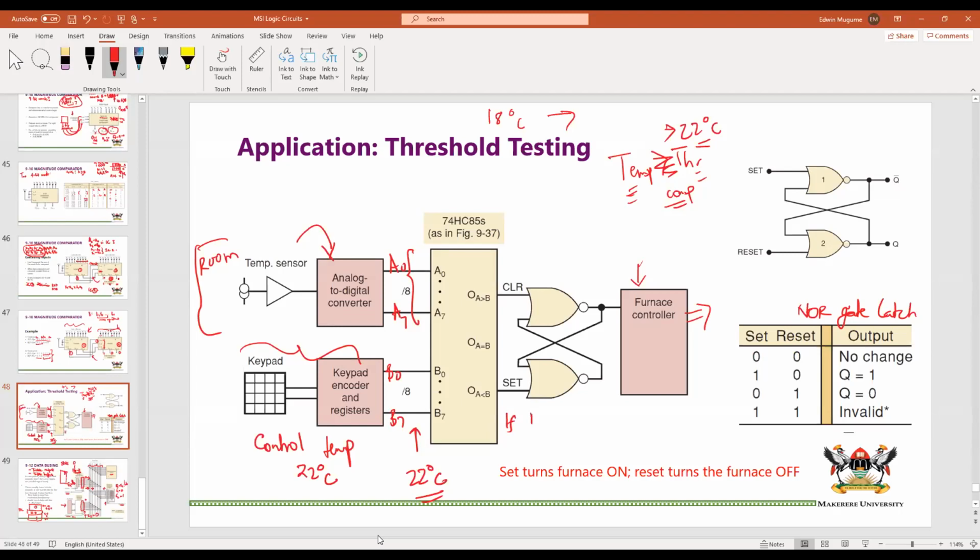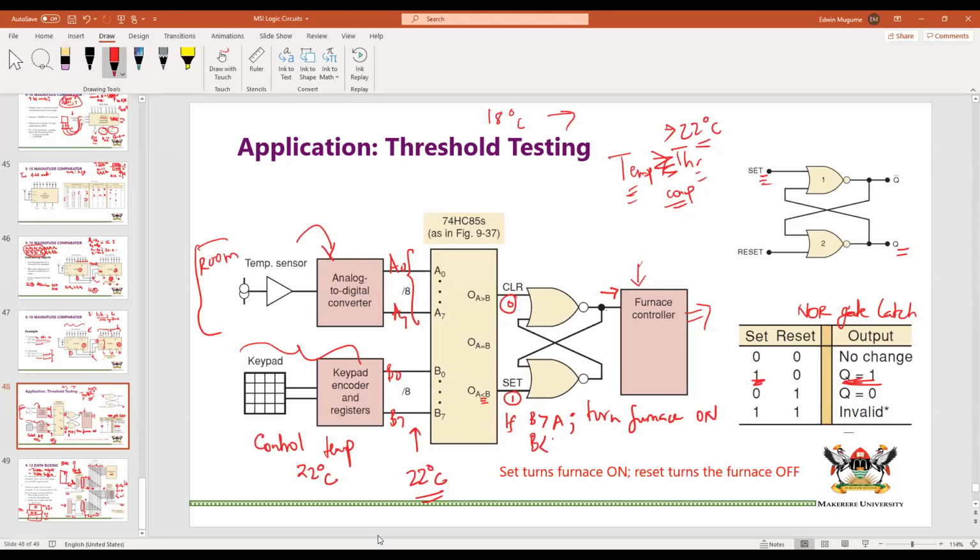If B is greater than A, what happens? If B is greater than A, this is what happens. Set is 1. That means clear is 0. When set is 1, the output is 1. You look at this latch again. You can see here, when you have set, the output is there, opposite. So that is going in there. So if B is greater than A, we need to turn the furnace on, and that is why we have a set output of 1. That sets the furnace on.